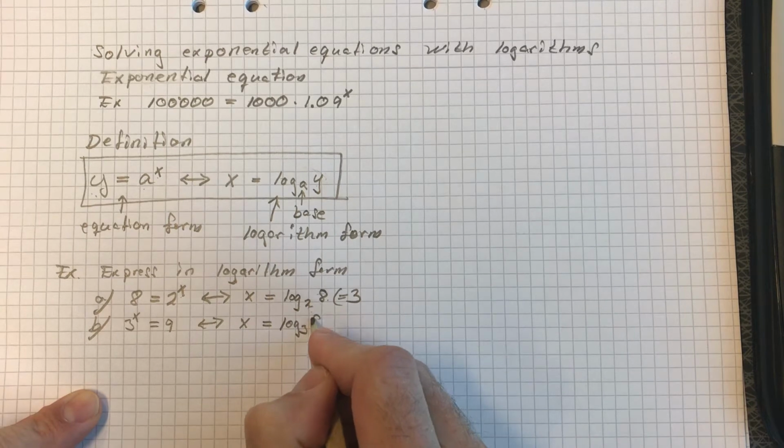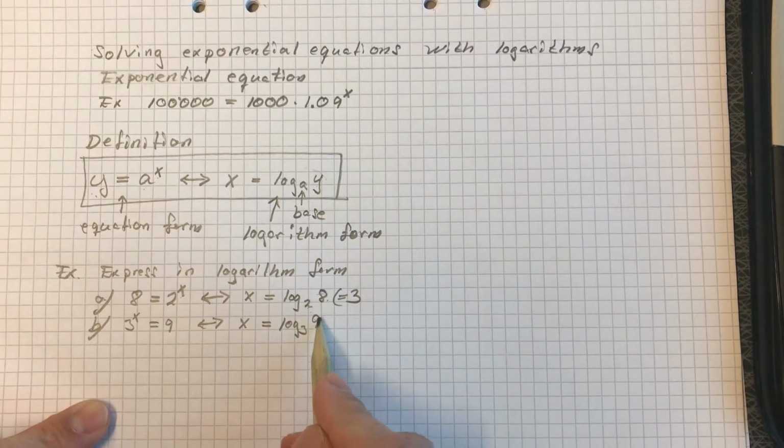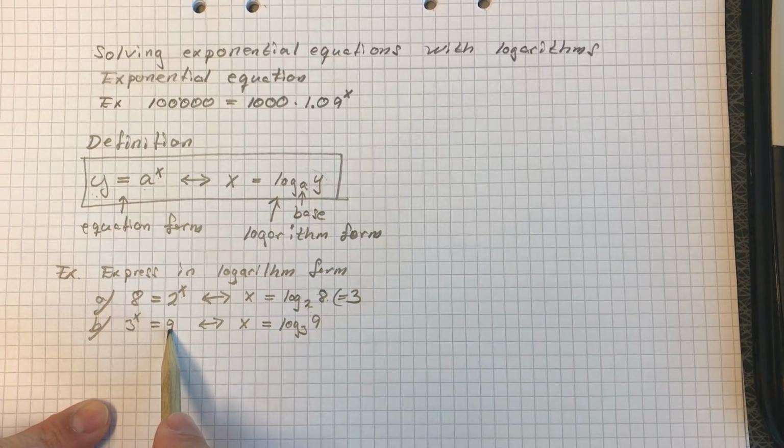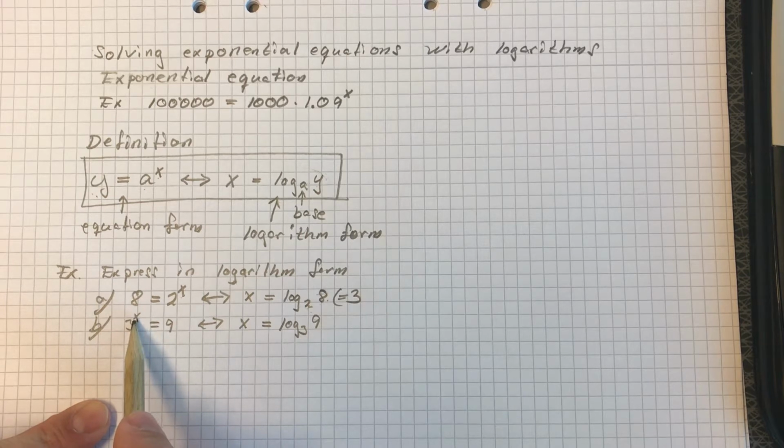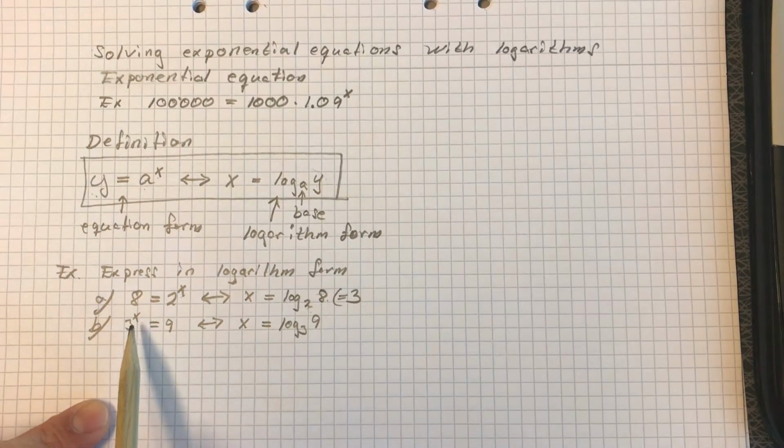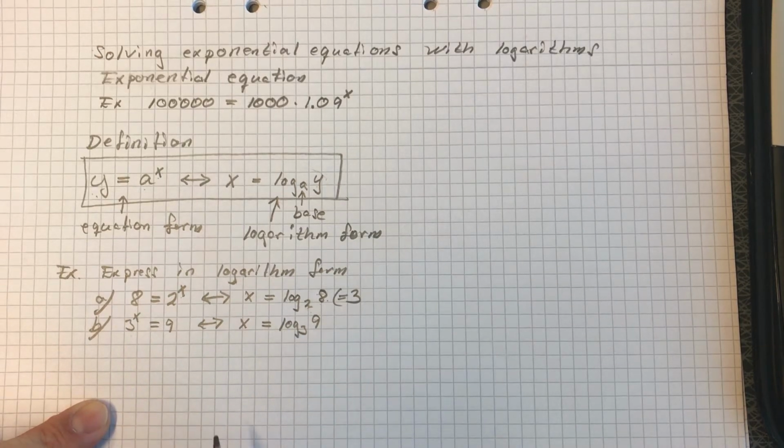And I want it to be 9. Well, it has to be 9 when I take the exponent x, that I don't know the exponent, and the base is 3. Then you write it in this way. Can you calculate what this is in your head?